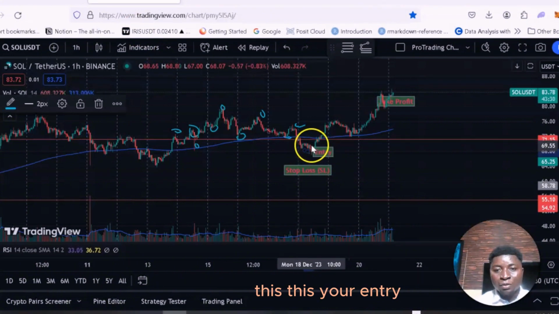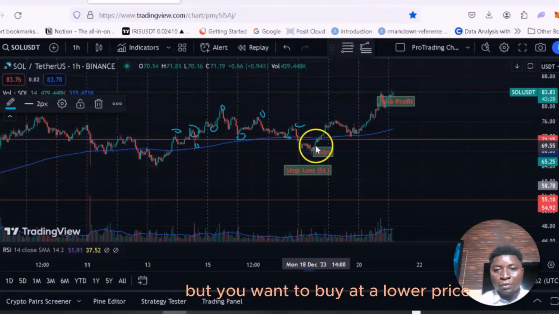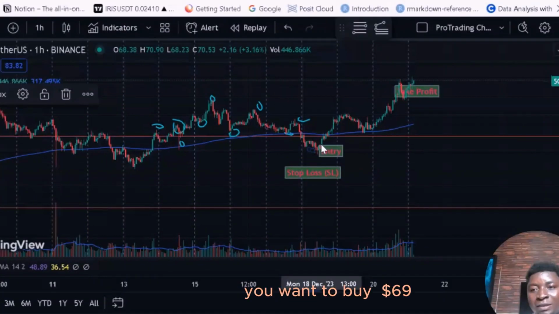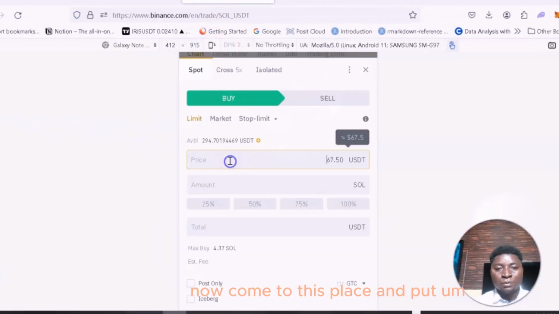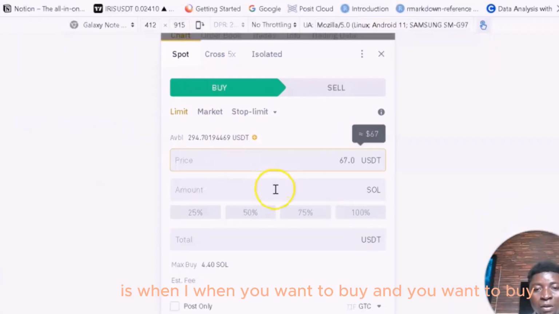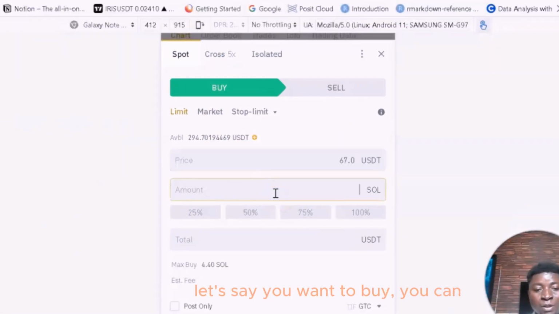This is your entry, but the price has already risen to this level. Okay, but you want to buy at 69. Let's say the price is already at 70. You can come to this place and say you want to buy at 69. Okay, 69.0 is when you want to buy.